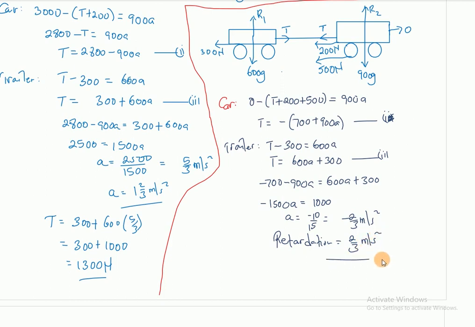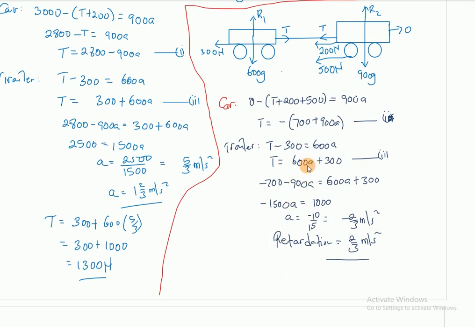When you are writing retardation, you again do not put the negative, because retardation means negative acceleration. So the retardation itself is 2 over 3. If you are to use this retardation in the formula where you have A, you are going to have it as negative, because it is a retardation. So we have a retardation of 2 over 3 meters per second squared.